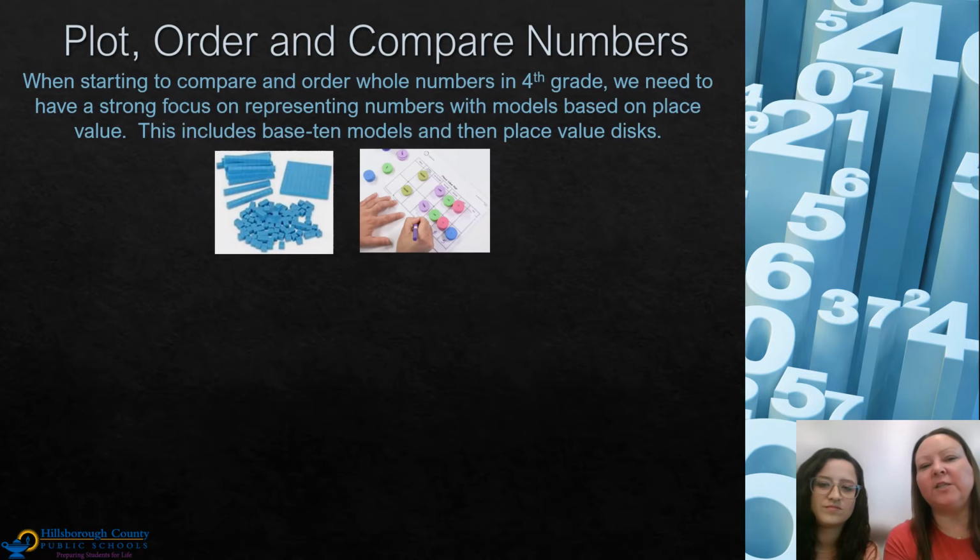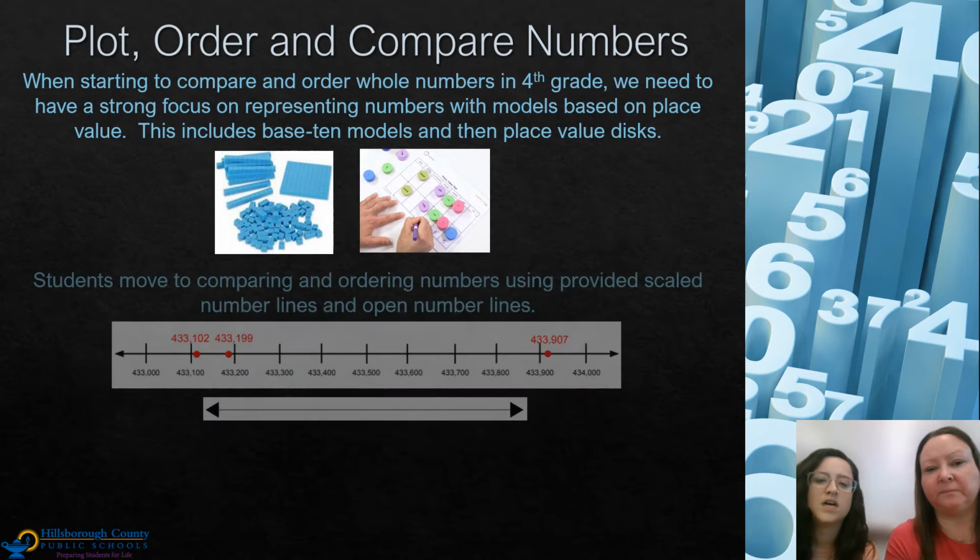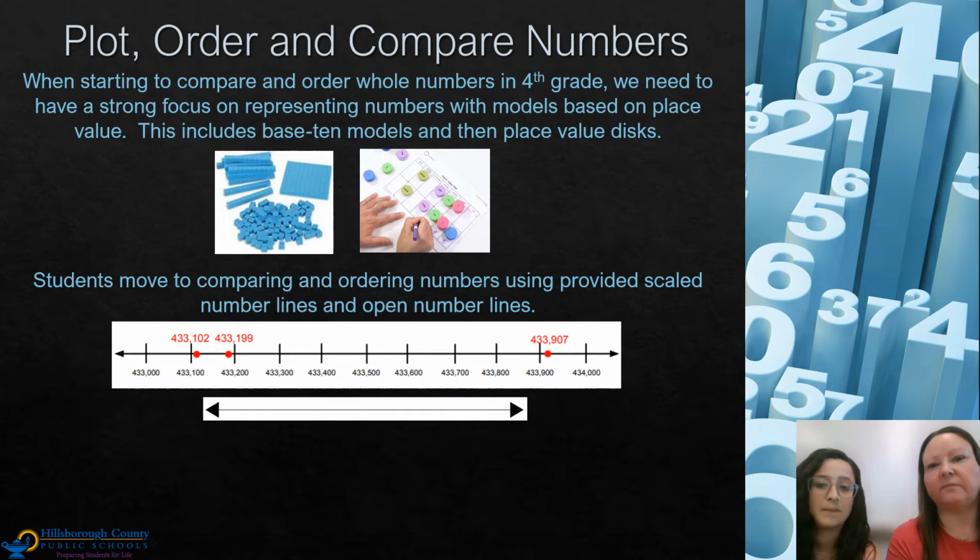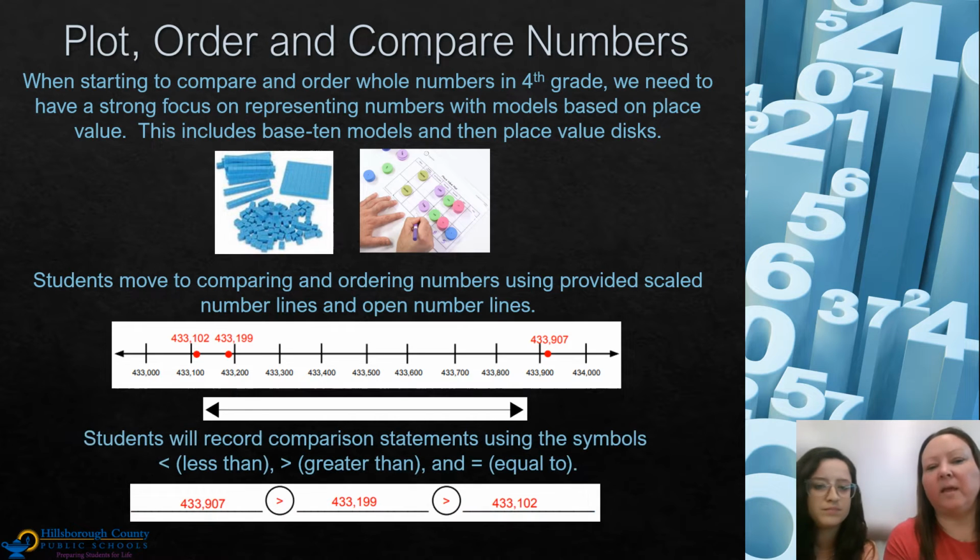So here are some strategies that we're going to talk about in the upcoming slides in detail. We're going to start with those concrete models using base 10 blocks to represent numbers within 1,000, and then extend it up to 1,000,000 using those place value discs. And once students are able to represent and compare numbers using those concrete tools, they should move to comparing and ordering numbers using the provided scaled number lines as well as open number lines. And then we're also going to be moving it to that abstract and recording those comparison statements using the greater than, less than, and equal to symbols.